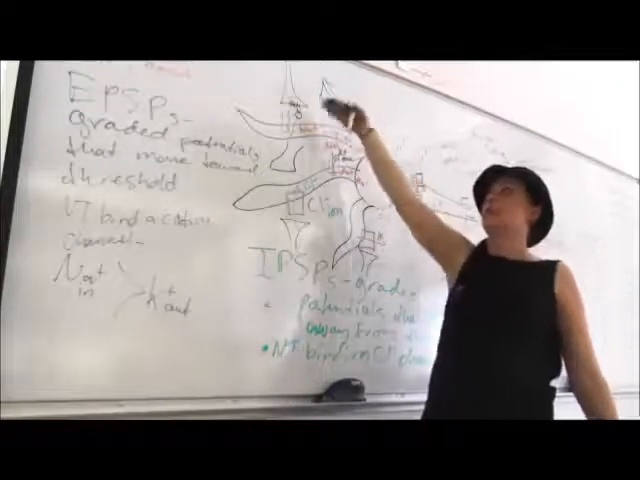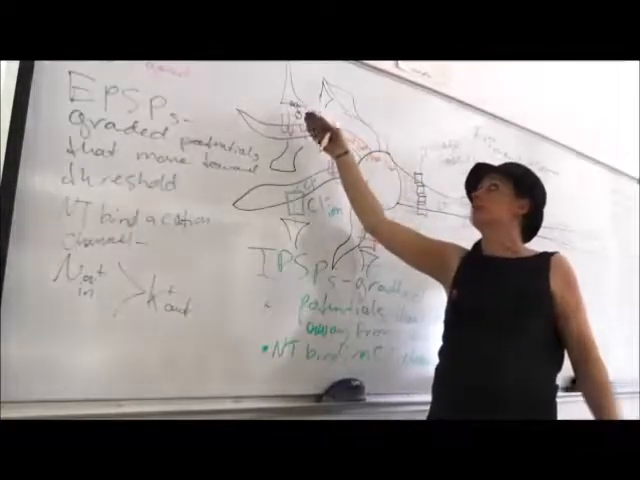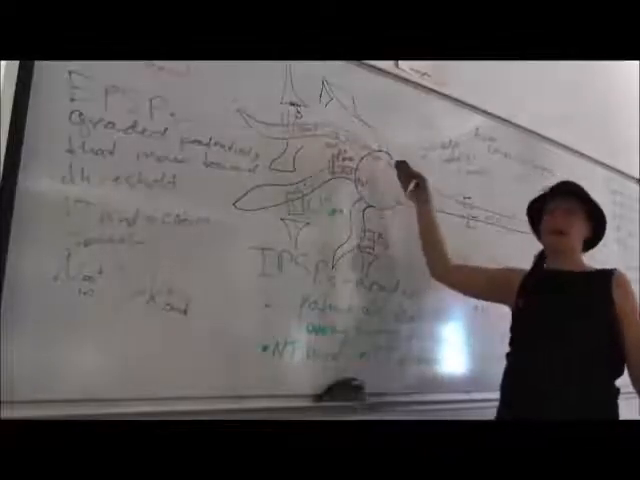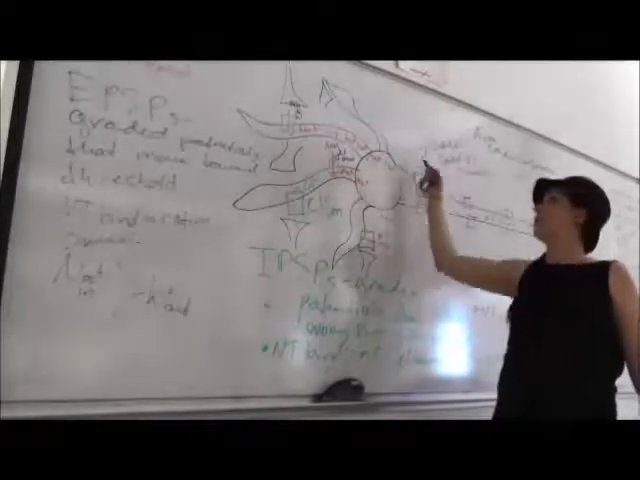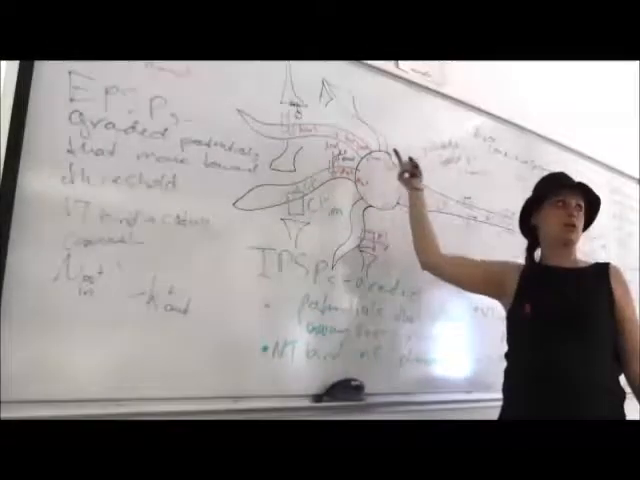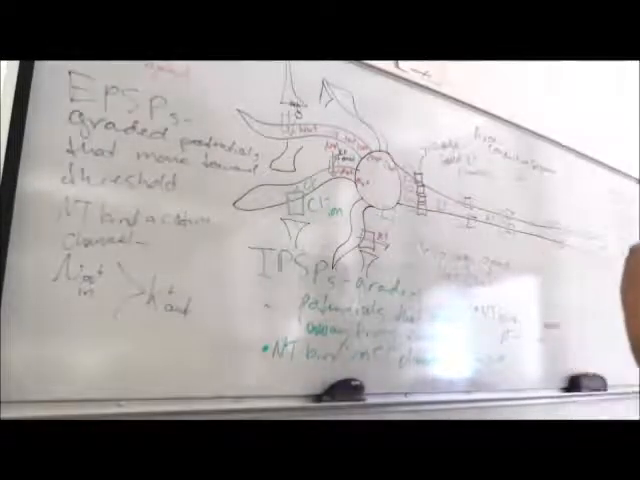Acetylcholine is continually being released from the presynaptic neuron, which keeps these channels open, and sodium will have time to diffuse in and allow these voltage-gated channels to reach threshold. That's how temporal summation works.